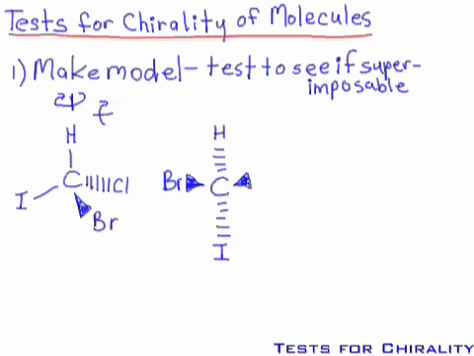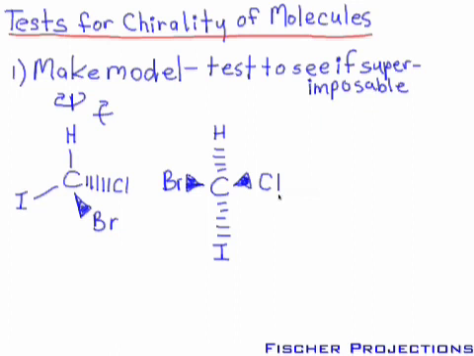Now you can actually build a model, and you can turn that model of this molecule such that the bromine and chlorine are coming out at you, and the H and the I on the vertical axis are going away from you. And so we represent this as the H and I going into the board with dashed bonds, and the bromine and chlorine coming out at you with wedged bonds. This is the exact same tetrahedral structure. It's just being viewed along a different alignment.